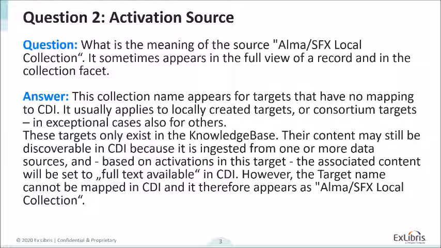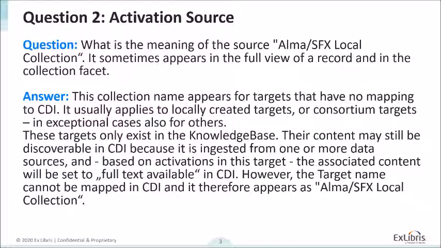So for most of the CKB targets, they exist with a mapping, but in some cases there is no connection to CDI. What will happen is if it's such a target and it has portfolios, then the content may still be discoverable in CDI. Why? Because we ingest data from lots of different providers. So the data may be available from another data provider, and based on the activations that you have for your portfolios, the associated content in CDI will be set to full text available.